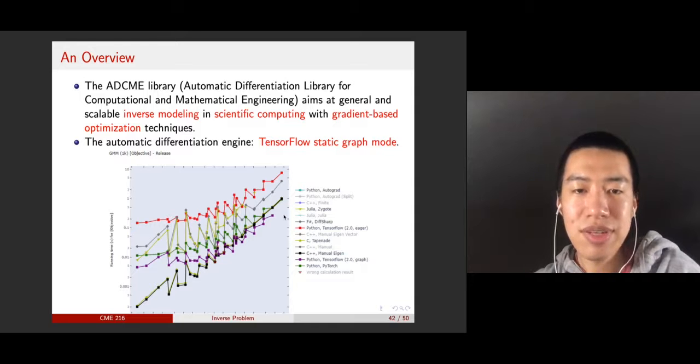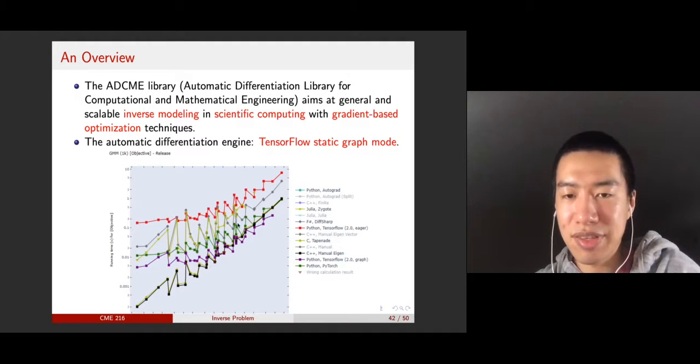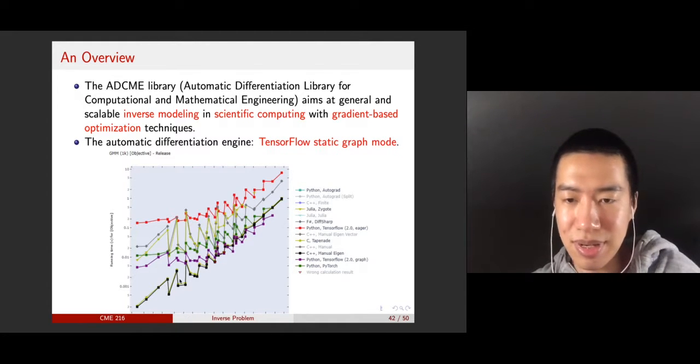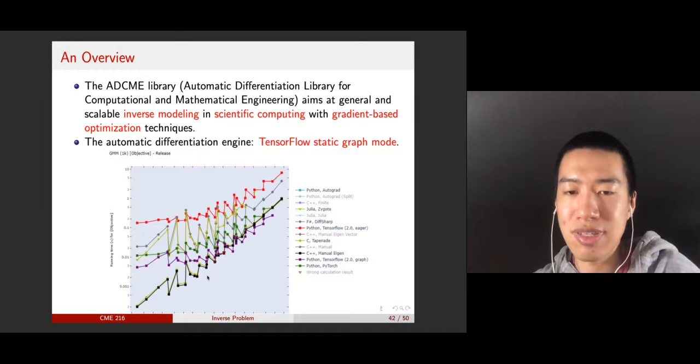And why TensorFlow? Here is a comparison of different AD systems. We have PyTorch here, the blue line, and we also have TensorFlow graph mode, the purple line, and I also have Template. Template is the fastest among all, except the manually crafted one. And Template is actually a source-to-source conversion.